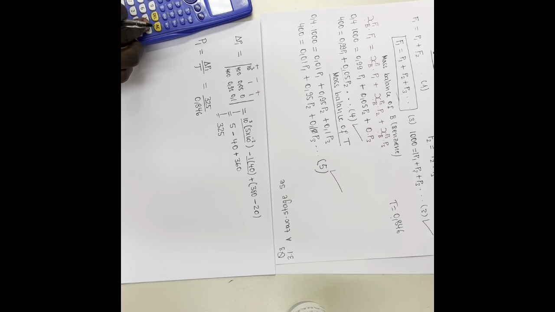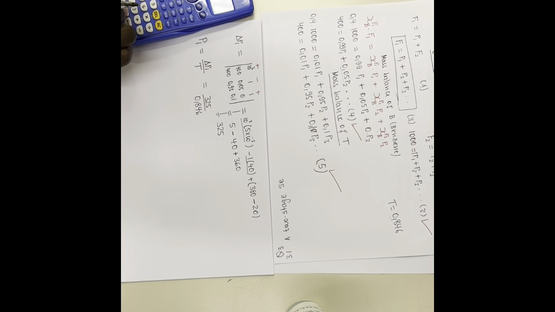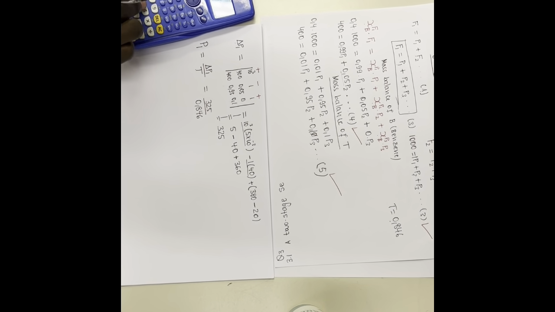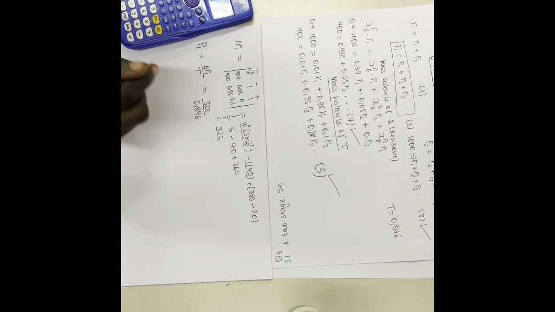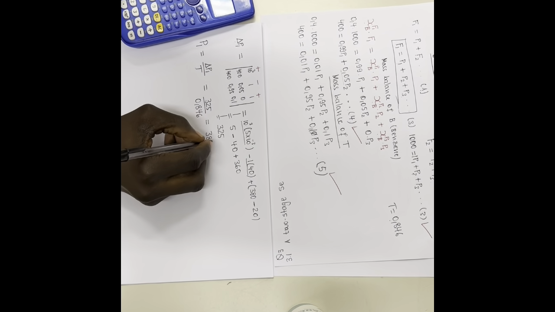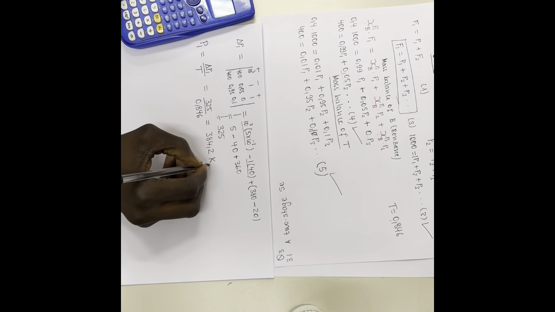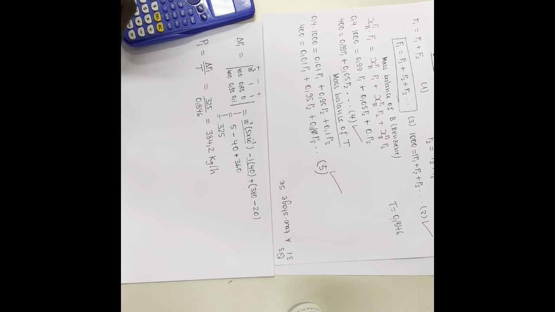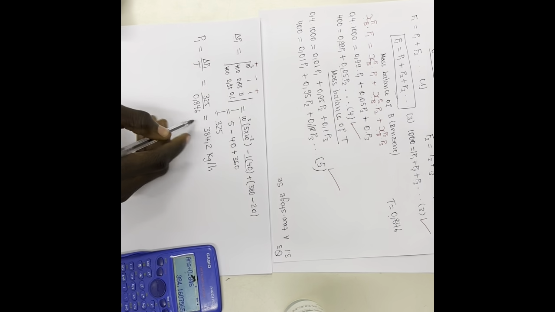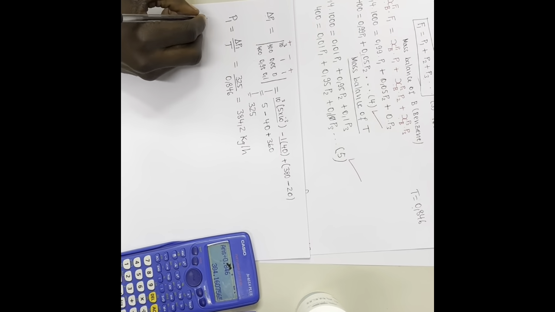So if you take this number, you divide by 0.846. So you should find P1 to become 384.2. And the unit is going to be what? Kilogram per what? Per hour. So we found this one to become that one. So after now finding that, we're going to find what?